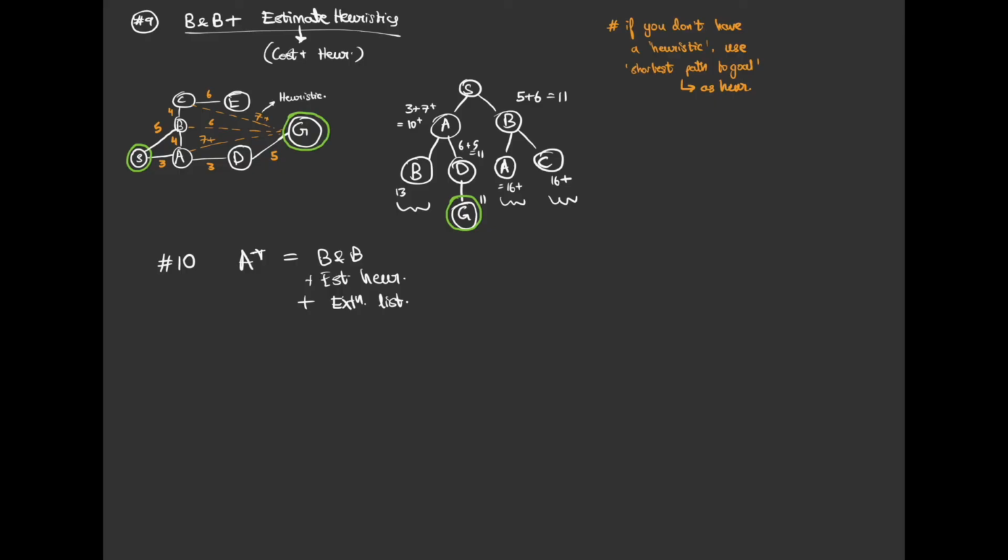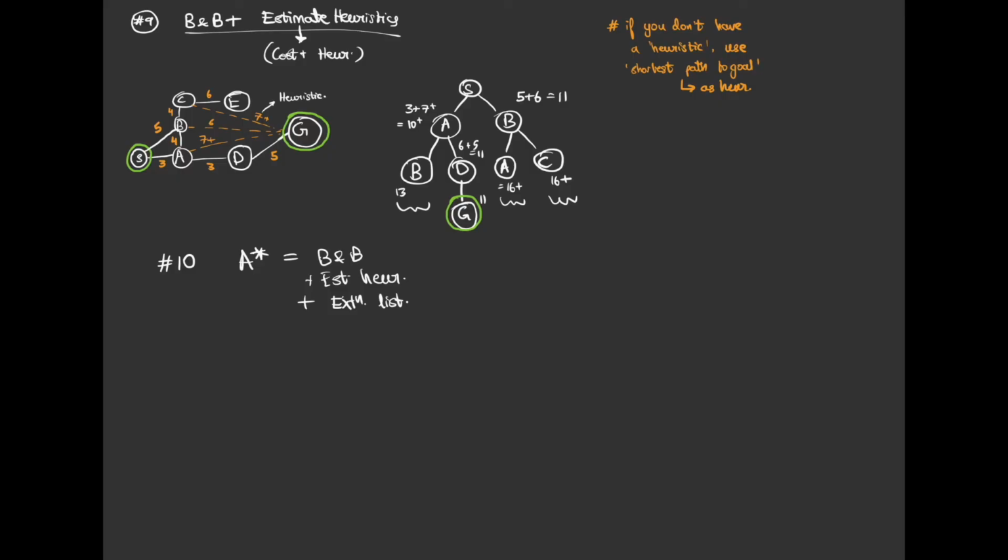What this essentially means is you see here how you've calculated this 16 plus value. Instead of calculating it, if you know that A is in your extension list, you're going to stop. You're not even going to calculate that value because calculating it has some computational cost. There should be some reason why A star is better than the other algorithm, and that's why it's better.